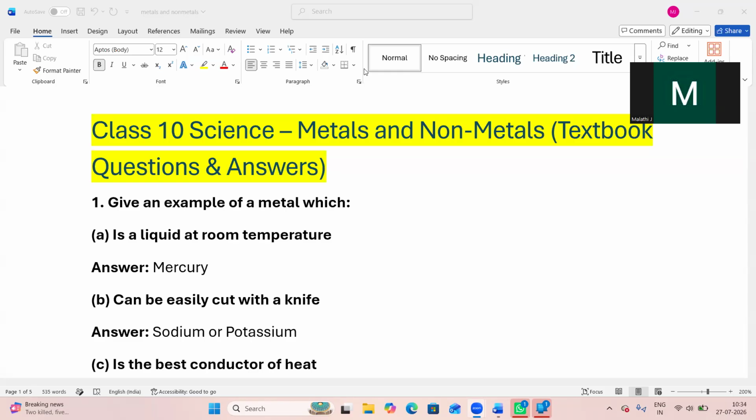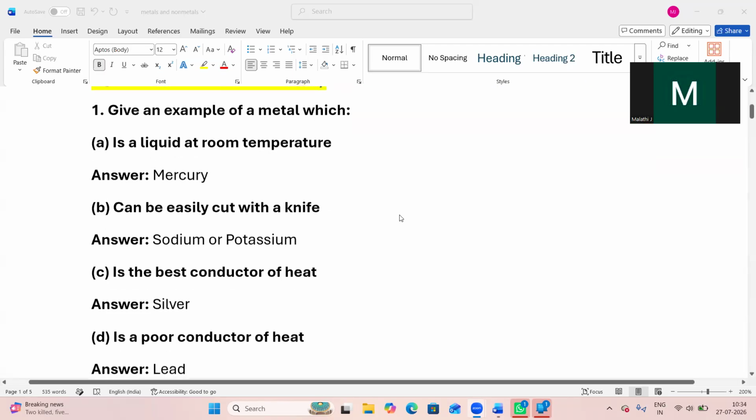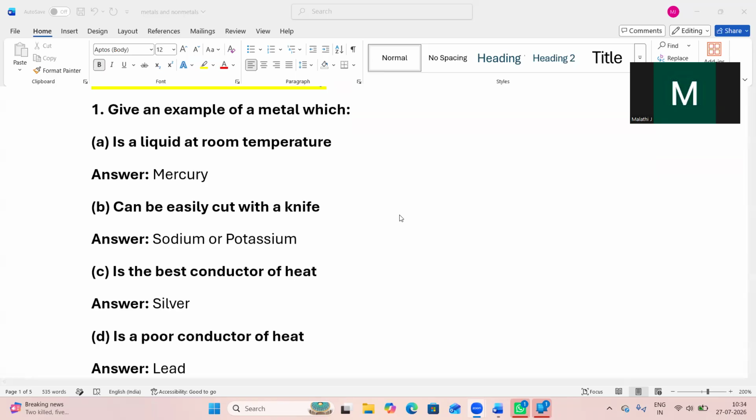So last class we finished the explanation of metals and non-metals completely. Now we will discuss questions and answers for the metals and non-metals chapter. Here we studied the physical properties of metals, whether they are solid or liquid, and then the exceptions we studied here. There we got one question.